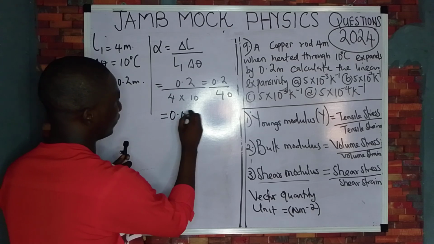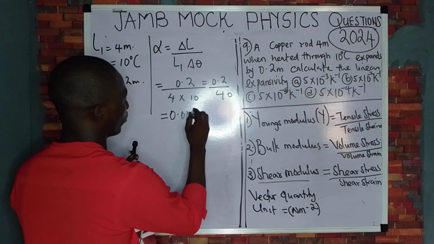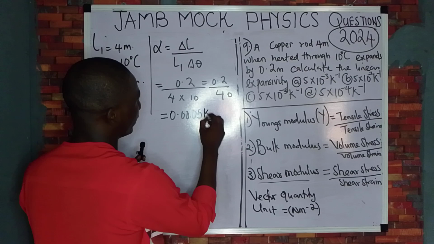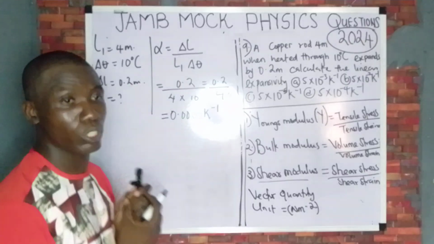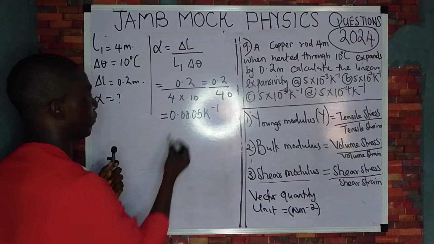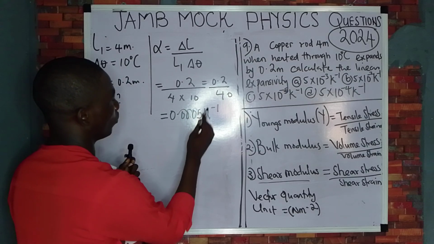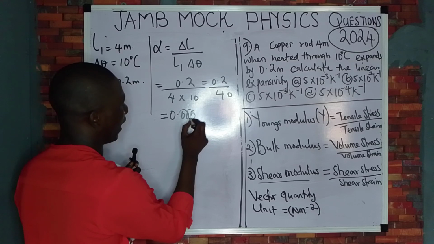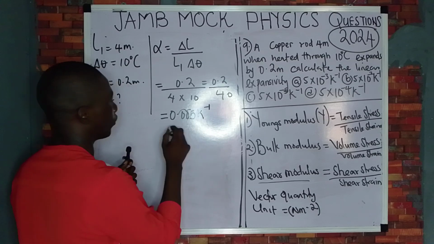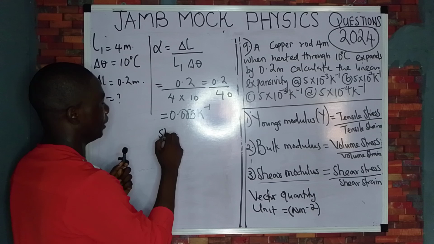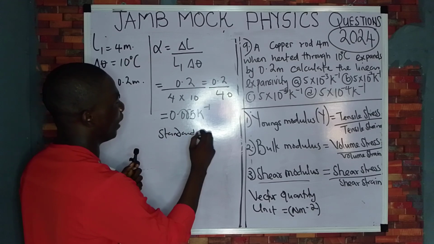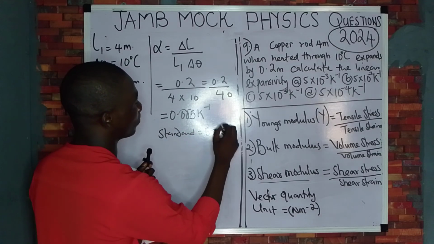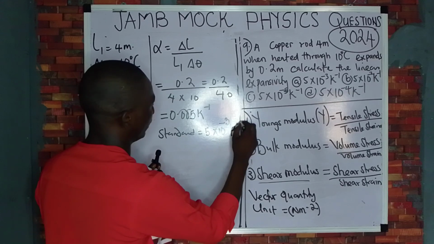You are supposed to have this per Kelvin. This is what your JAMB calculator will give you. So you convert to standard form by counting 1, 2, 3. Okay? You are supposed to have 0.005 per Kelvin. So if you convert to standard form, you have 5 times 10 raised to the power of minus 3 per Kelvin.